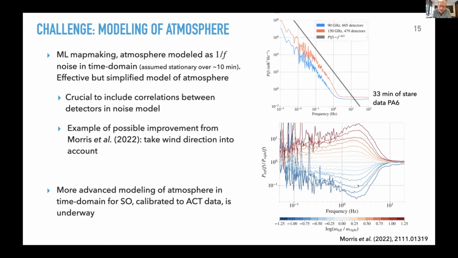So I think a fun project would be to incorporate our knowledge about the wind direction in the map maker. Make a map maker that understands what the wind direction is and will weight left-going and right-going scans in different ways to improve our optimality. We're not doing this for ACT, but we're definitely looking into it for SO, as well as looking into quite advanced modeling of the atmosphere to create simulations, but I won't go into that now.